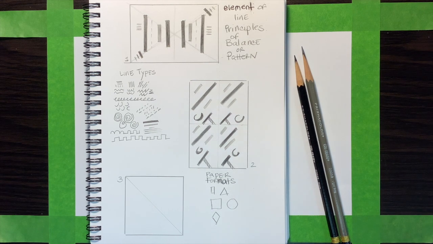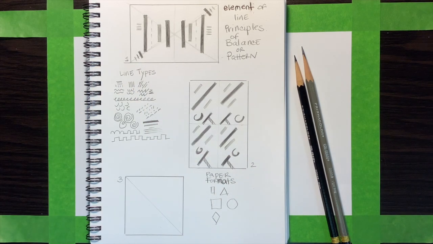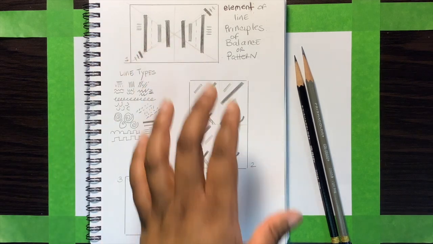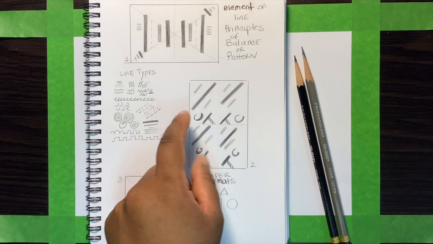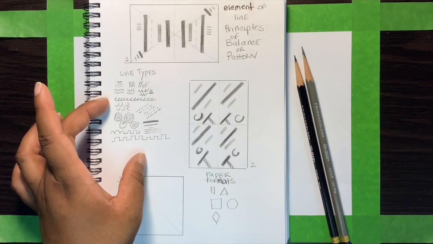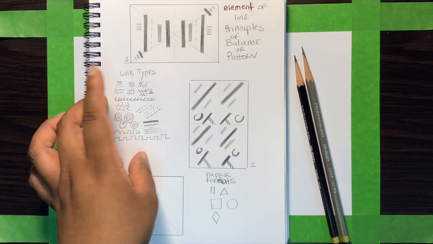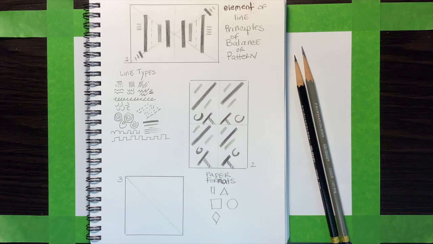So when it comes to project one, you guys, I want students to spend about an hour of the time in class to get their ideas down in thumbnails, to also understand what is the element that I want students to use, as well as what is the principle of design. So here I have balance and I also have pattern.